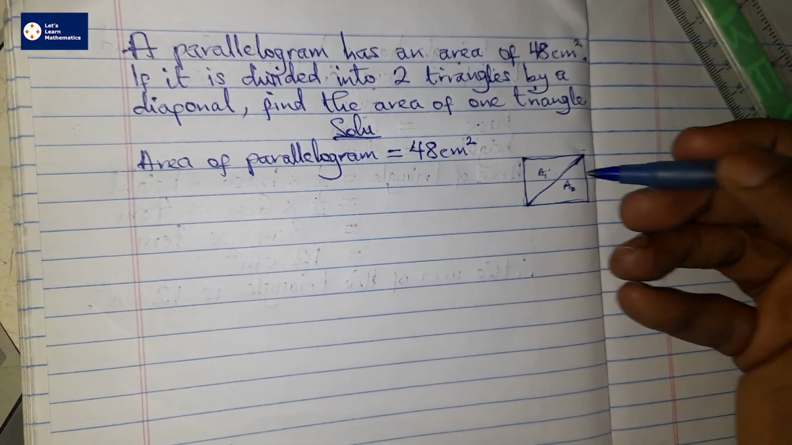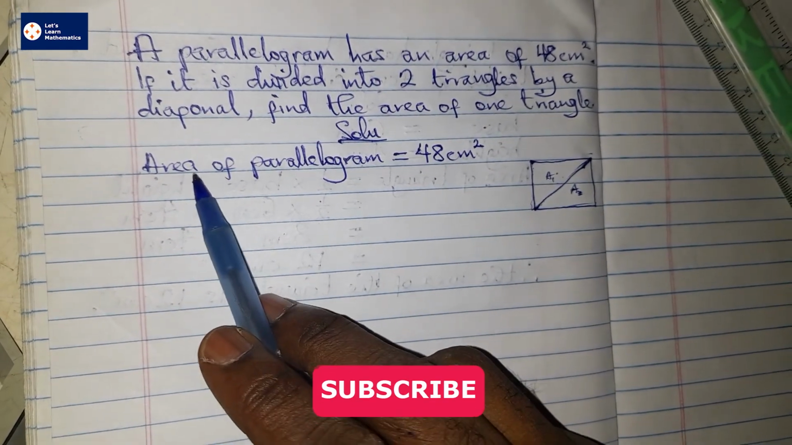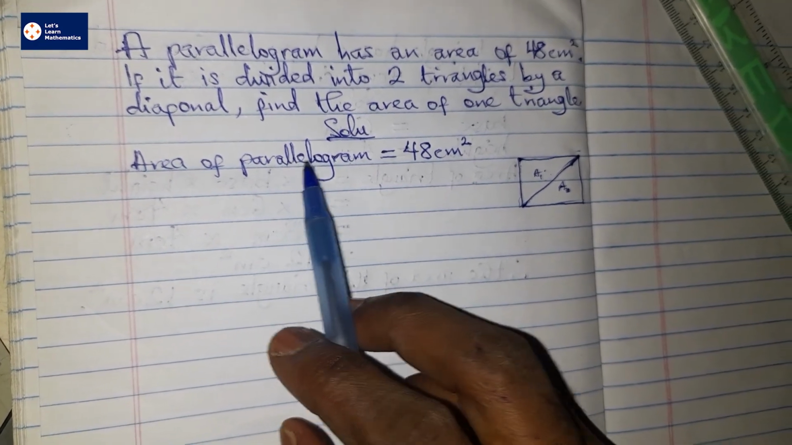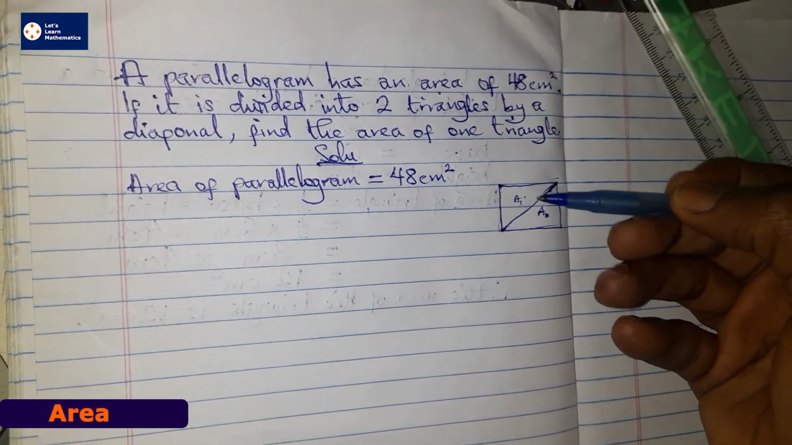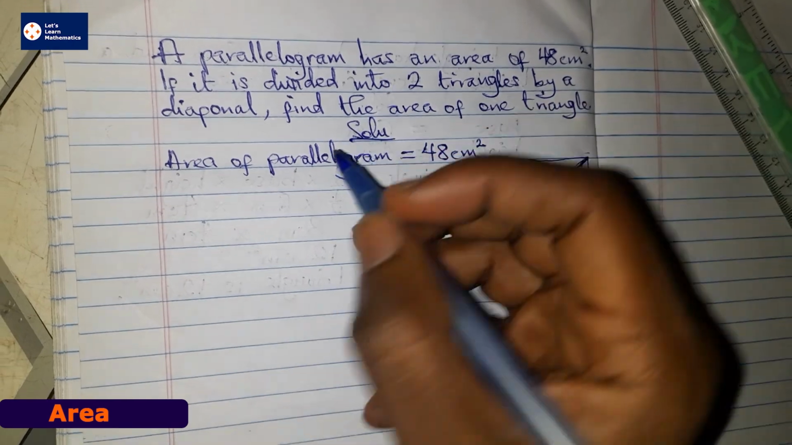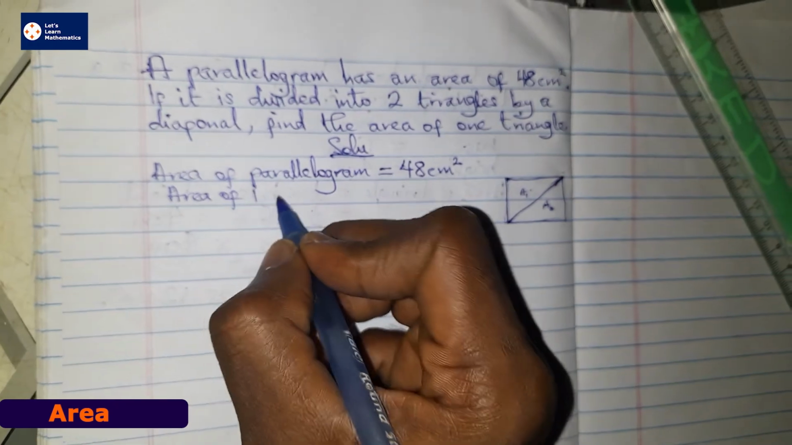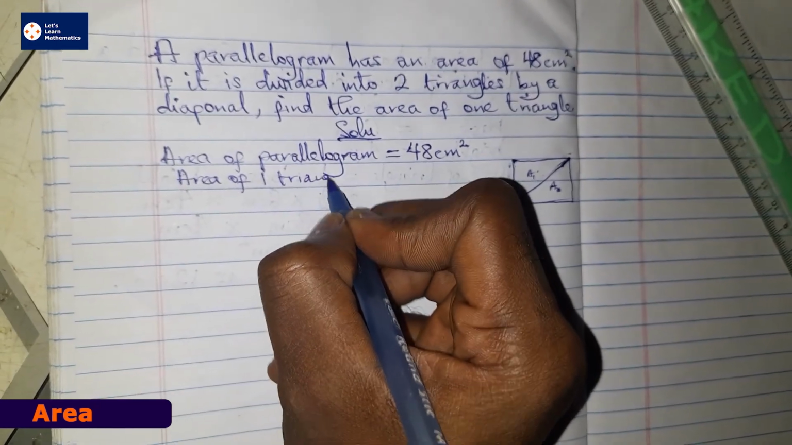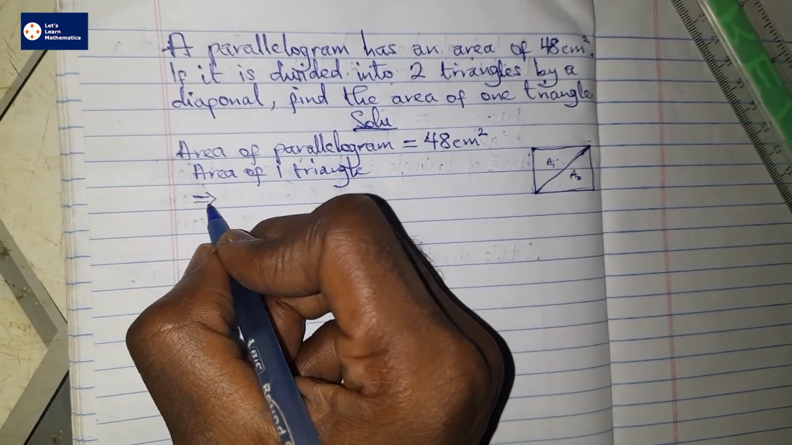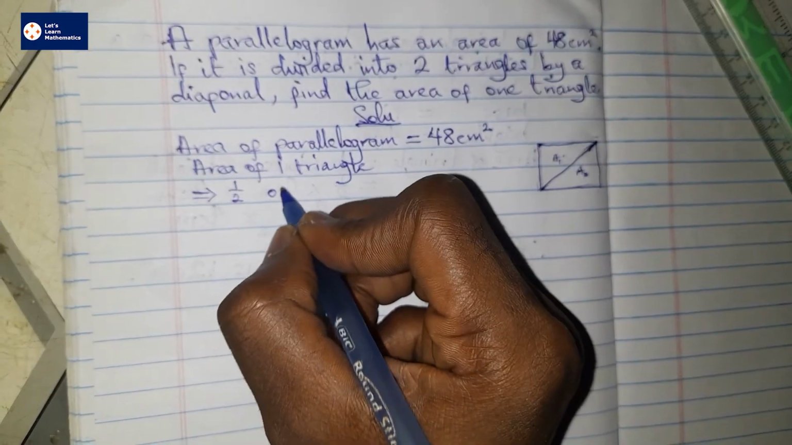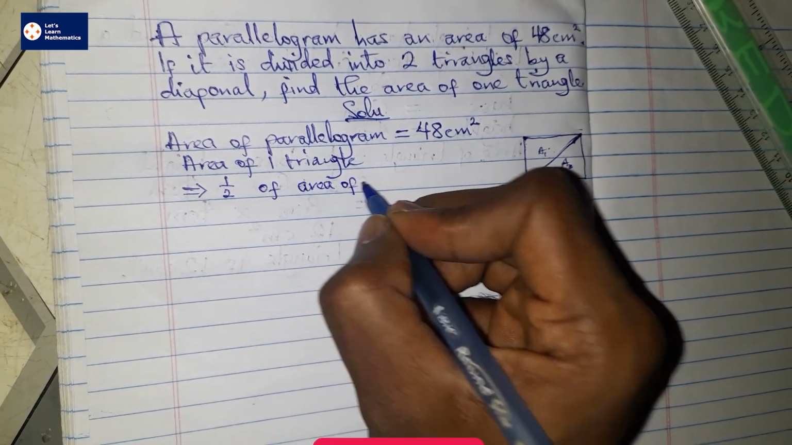This is where we derive the formula for the area of a triangle. So if I've been given the area of the parallelogram as 48 centimeters squared, from our deductions here, we can say that the area of one triangle implies half of the area of the parallelogram.